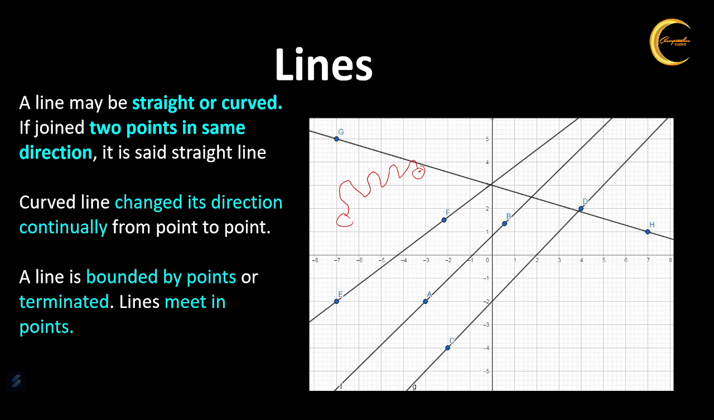Now, a line is bounded or terminated by points, and lines meet at a point. This is very important. Here, this is line GH, and this is line EF, AB and CD. GH meets EF at a point, meets the AB line at a point, and meets the CD line at a point.